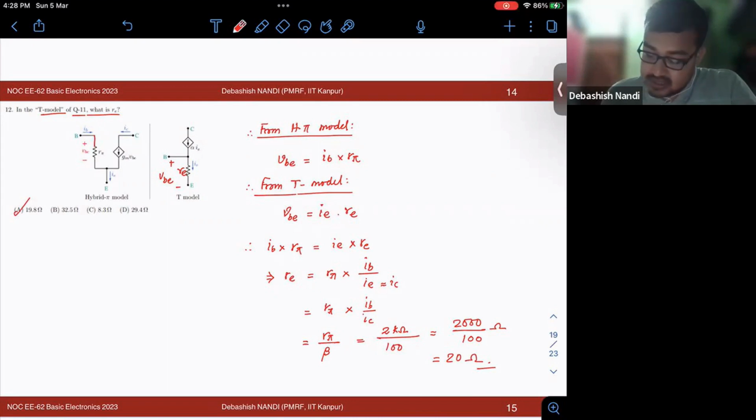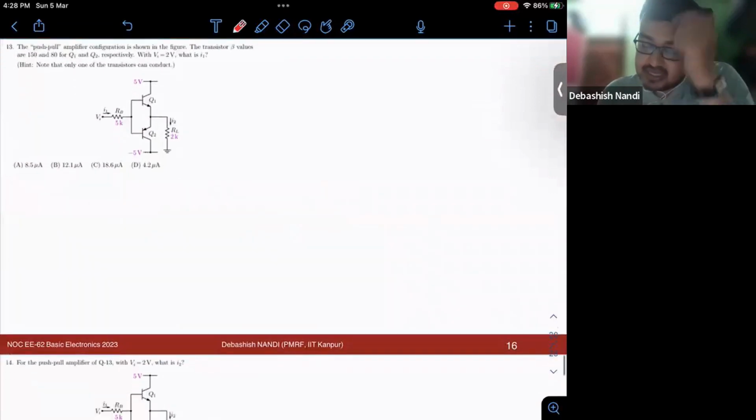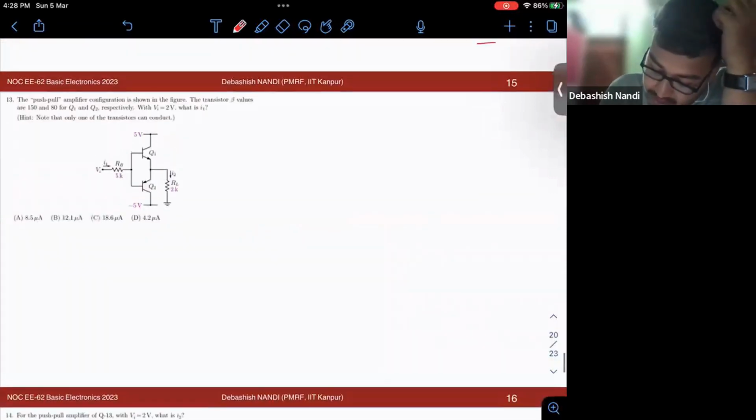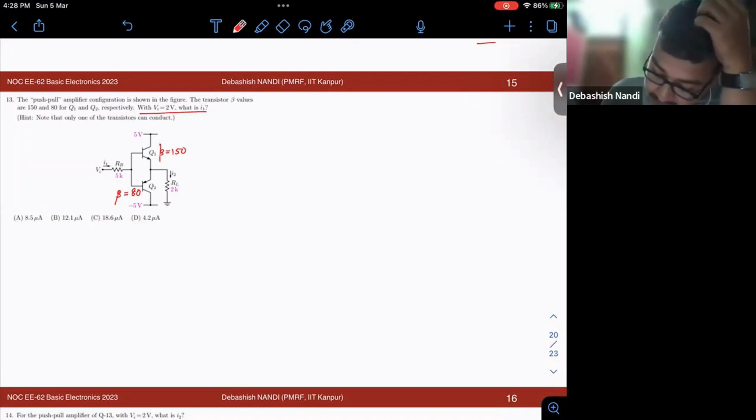So this is problem number 12. Let us move on to problem number 13. Okay, a push-pull amplifier configuration is shown in the figure. The transistor beta values, beta is 150, here beta is 80. With Vi 2 volt, what is I1? Okay, a hint is given. Note that only one of the transistors can conduct.